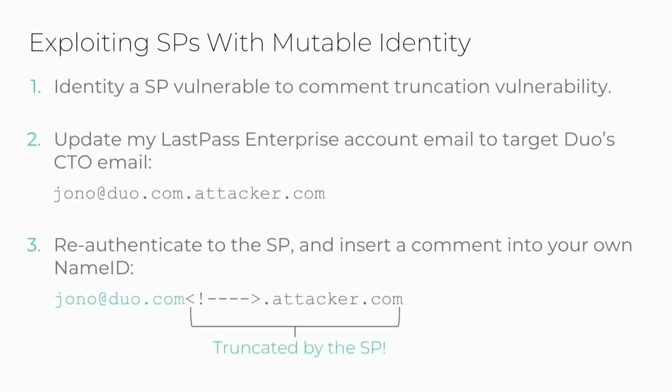This can really just be detected by authenticating to services that I have access to, inserting comments into the SAML assertions, and then observing responses from the SP. If I get an error response or maybe some form of default user access, that's a good indication that the service is vulnerable.